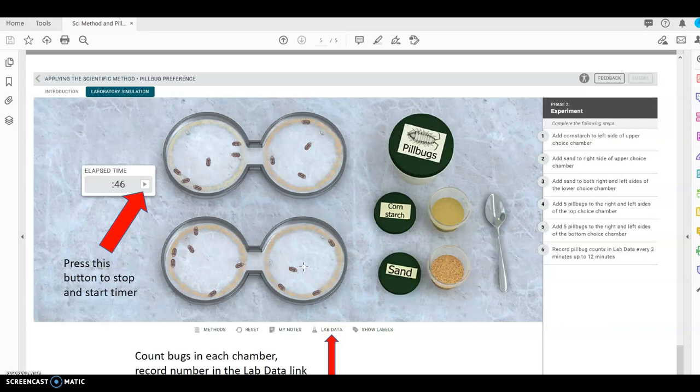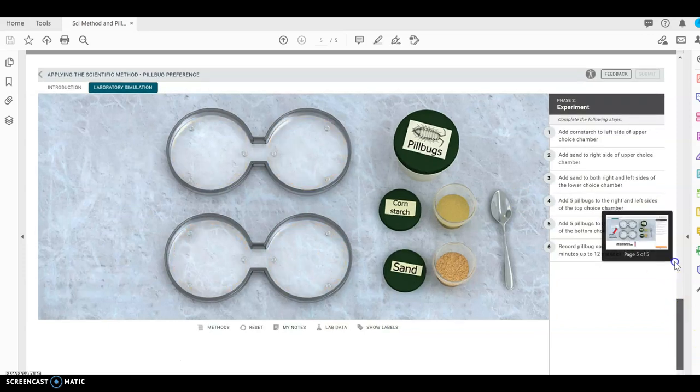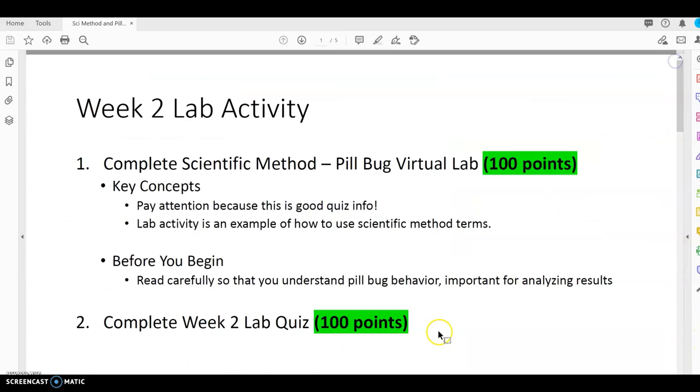And just as a reminder, when you're done with this experiment, you have a week to go back and complete the lab quiz for week two, which lives in Blackboard in the week two folder.